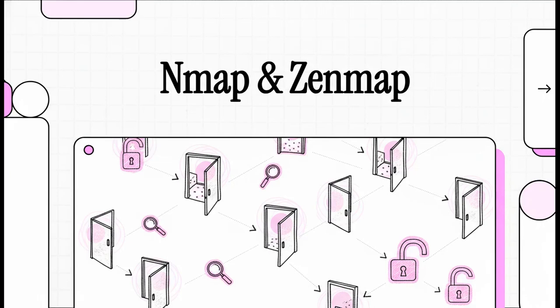Think about the digital world for a second. It's this vast, invisible space with countless connections, servers, and devices. But how do you actually create a map of a place you can't even see? How do you figure out what's running, who's there, and which doors might be unlocked? Well, that's exactly what we're going to dive into.